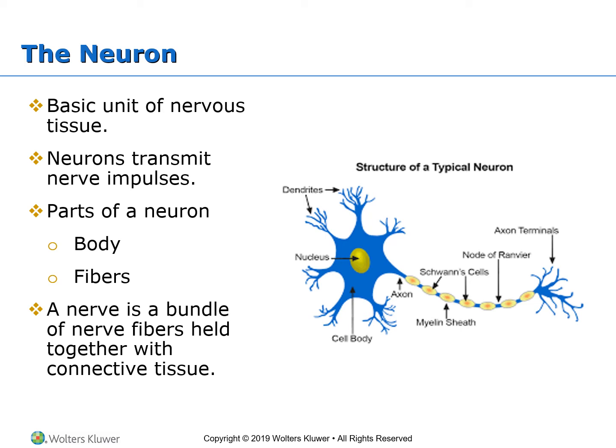The axons usually make up the nerve bundles, the nerves, and on the axons you will see Schwann cells that form the myelin sheath that allows for the nerve impulse transmission.